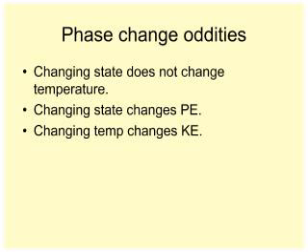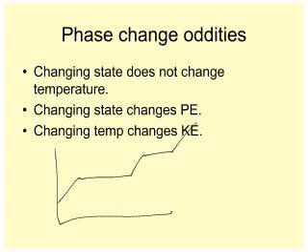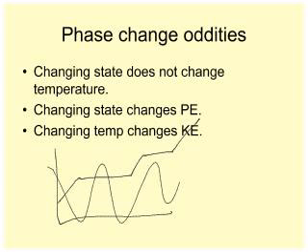Phase change oddities. Changing state does not change temperature. So I forgot to do this before. So, phase change things that we were supposed to talk about. And I drew this badly. Let me put a new slide in here. Edit, insert blank slide. Widen up my pen a little bit here. Okay, this axis over here is kinetic energy. This axis over here is potential energy. So whenever the kinetic energy is increasing, your temperature is increasing.